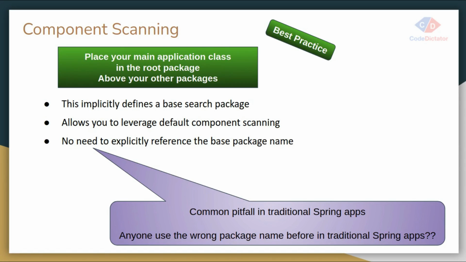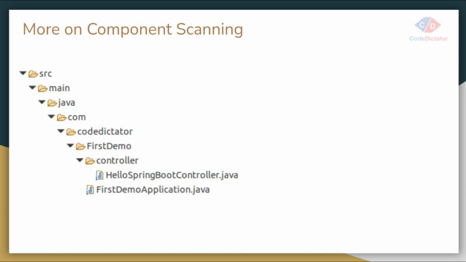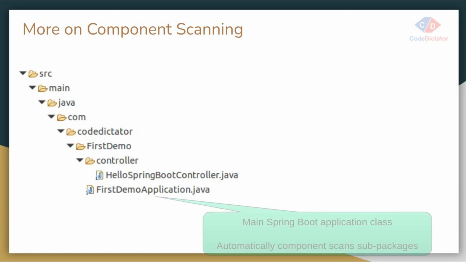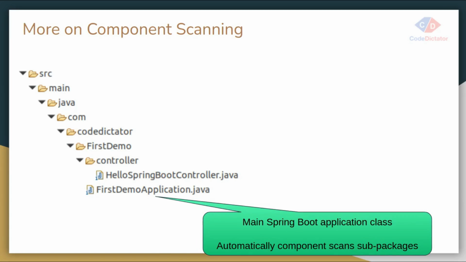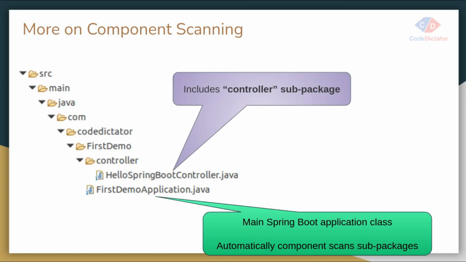So let's jump into component scanning in depth. Your main Spring Boot application class file automatically scans all your components and all your sub packages. If you see, the first demo application is at your root level, and all the controllers and whatever packages we are going to create will be sub packages. So it automatically includes your controller package and all the sub packages.